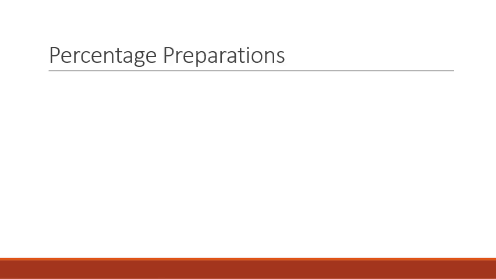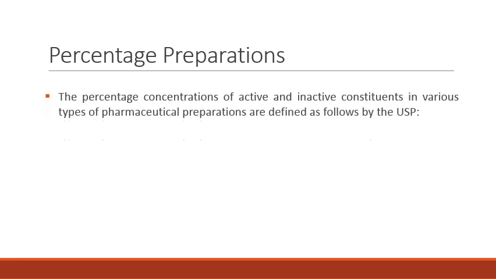We can express the various components of a preparation in a percentage form, that is, how much percent of the active pharmaceutical is present in the total preparation, and how much of the individual inactive constituents are present in the preparation. So the percentage concentration of active and inactive constituents in various types of pharmaceutical preparations are defined as followed by the United States Pharmacopoeia.